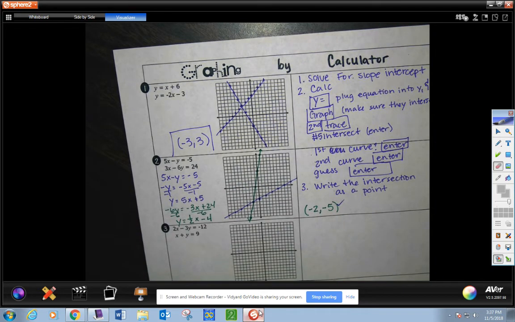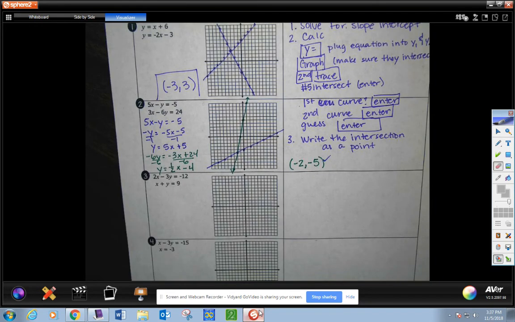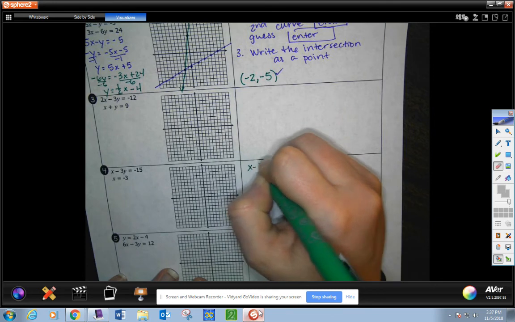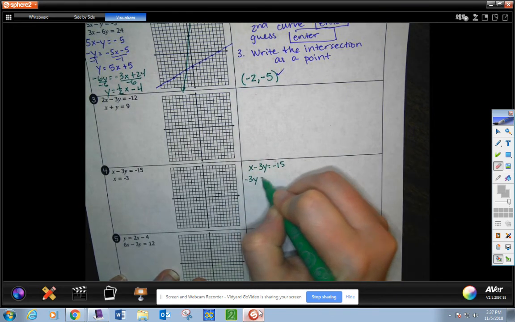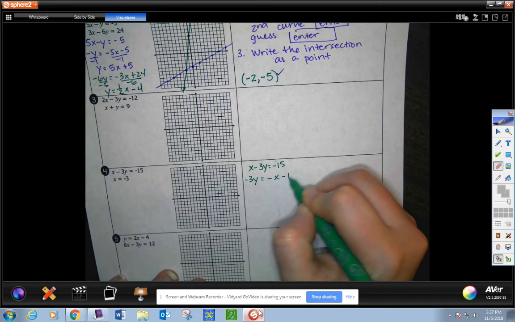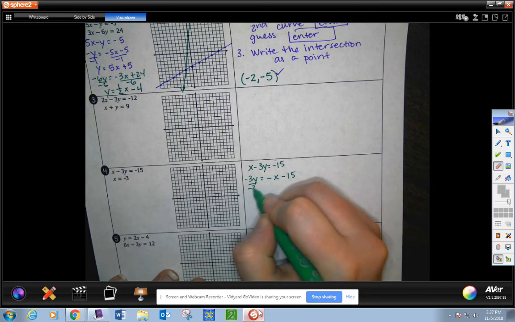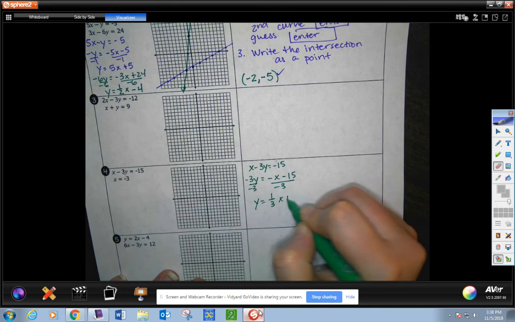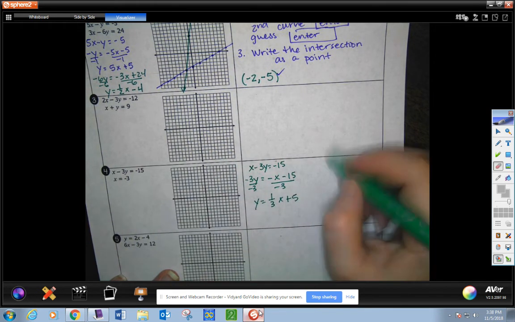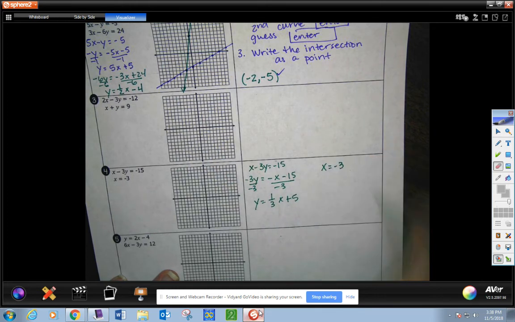Okay, now I'm going to skip down, and I'm going to go to problem number 4, and since I don't have my instructions there anymore, I'm going to actually show my work over on this side. So I'm going to do x minus 3y equals -15, which means I have -3y equals -x minus 15. I'm going to divide everything by -3, which gives me y equals 1/3 x plus 5. Okay, your other equation is x equals -3.